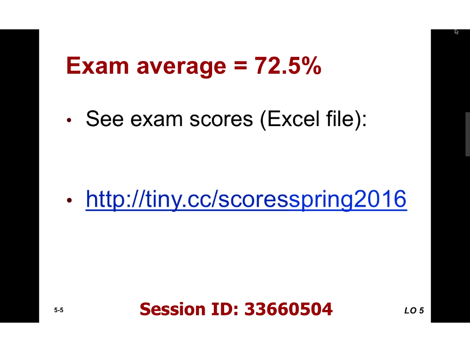It's http://tiny.cc/scores/spring2016, all one word. You'll need to save the file and reopen it with Excel, but you can see the list of scores. It's sorted from highest to lowest. Of course, there are no names on it.